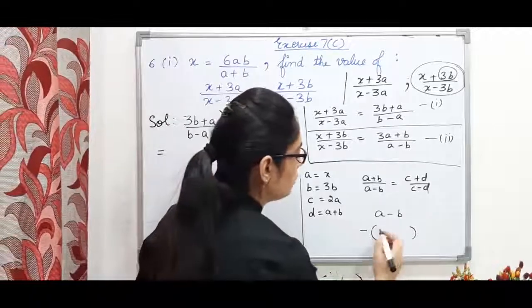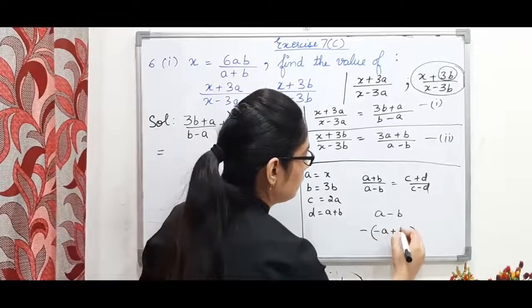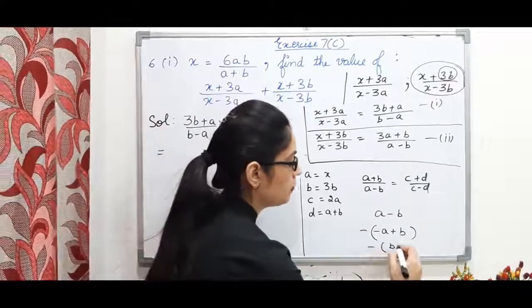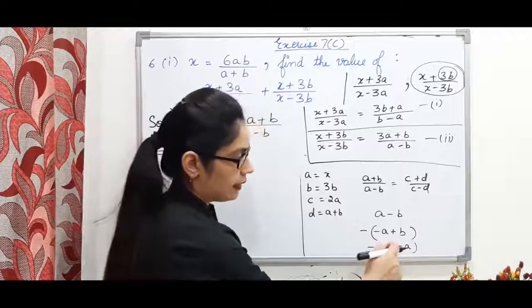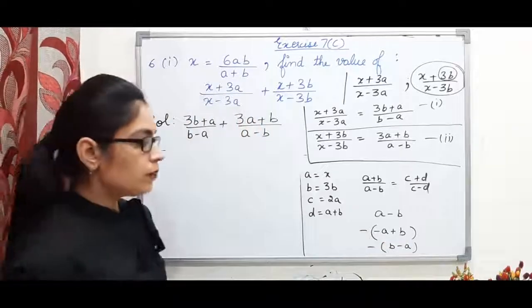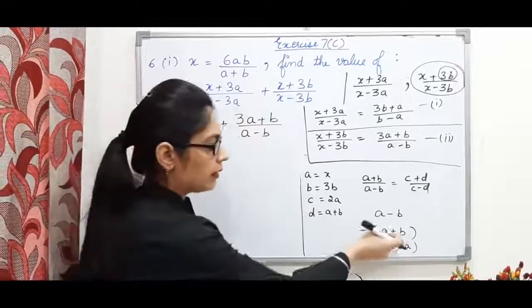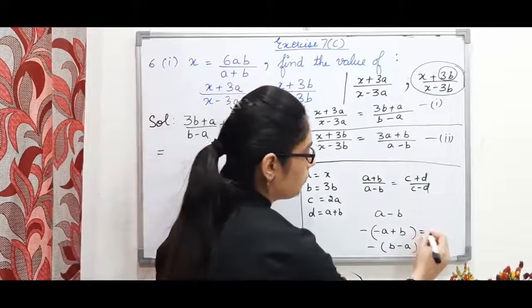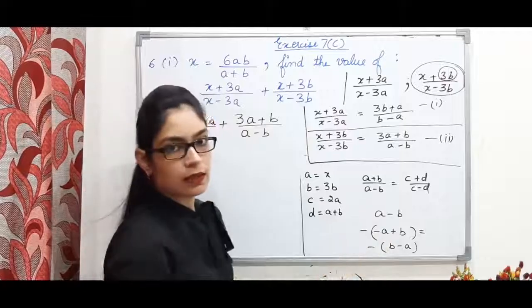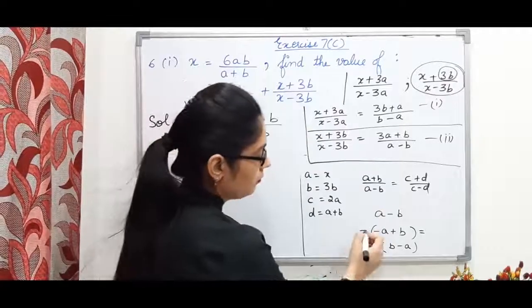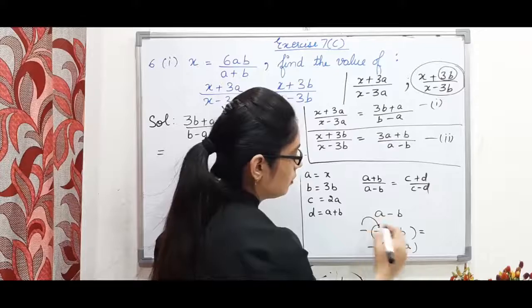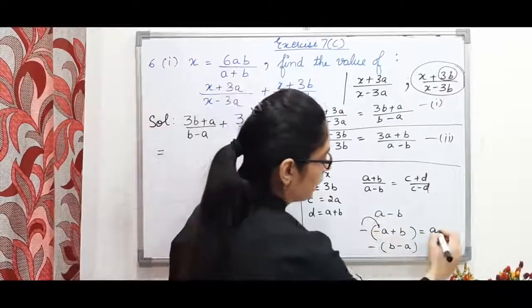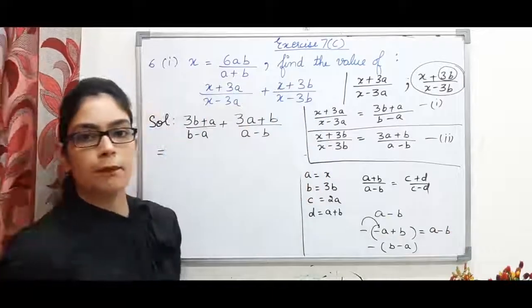Or what you can do, change the signs: minus (a plus b). That will become minus b minus a only, because with b a plus sign is there, with a a minus sign. So what I have done, I have just taken one minus outside. You can see also, if I multiply with this minus again, minus plus, here plus sign will come, minus plus minus, so it will again become a minus b.